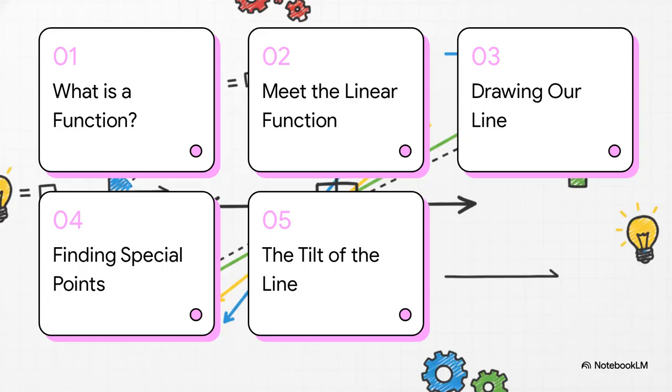So here's our roadmap for today. First, we'll ask what even is a function. Then we'll meet the star of our show, the linear function. After that, the fun really starts. We'll actually draw a line. Then we'll hunt for some special points on that line. And finally, we'll figure out what makes a line steep or flat. Sound good? Let's dive in.